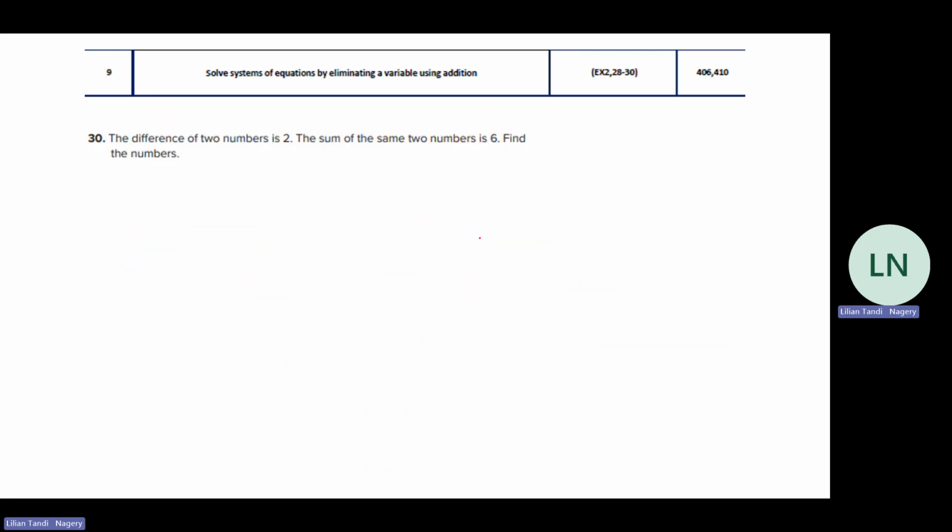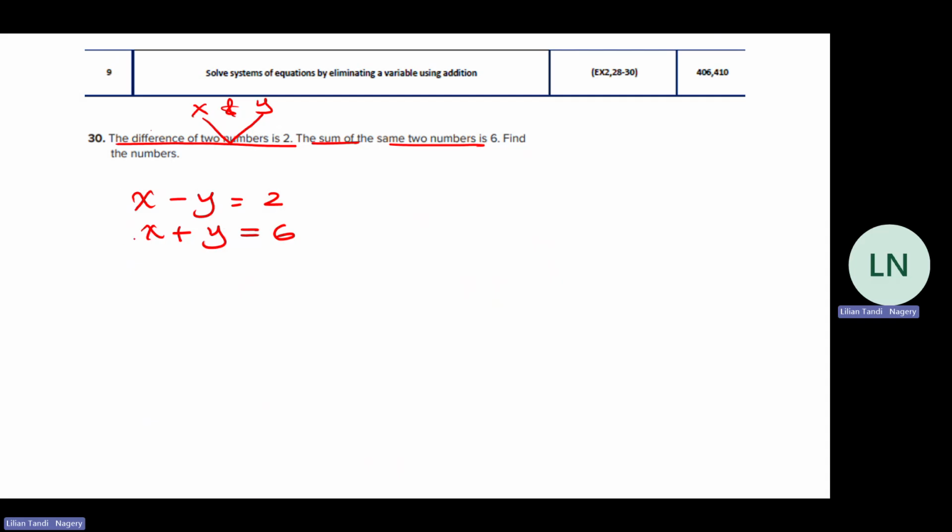The difference of two numbers is 2. Difference means to subtract. Two numbers means x and y. So x minus y is 2. The sum means to add. The same two numbers, x plus y, is 6.